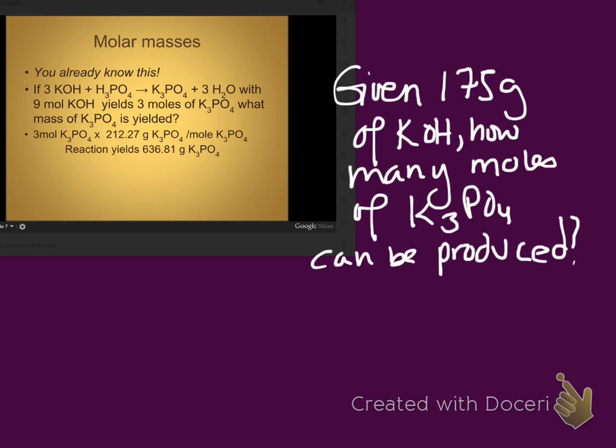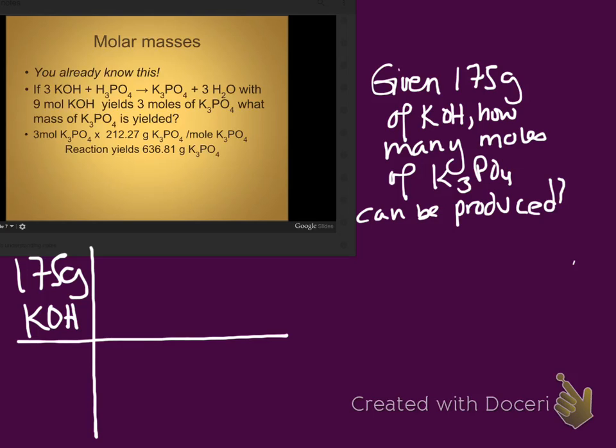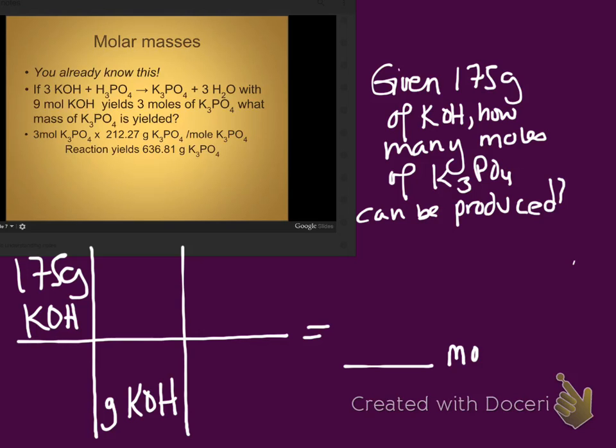So, as always, we're starting with our given. So our first box will be 175 grams of potassium hydroxide. And we know that we need what units, what chemical down in the next space. We know we need grams of potassium hydroxide. So let's step back a second. We know we want to end up in moles of potassium phosphate.